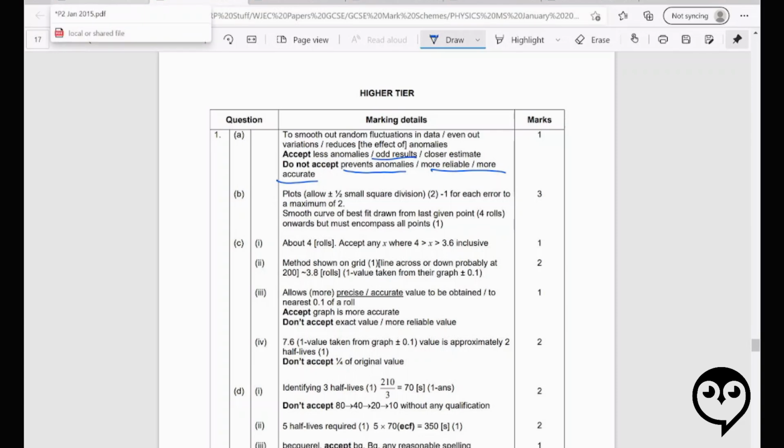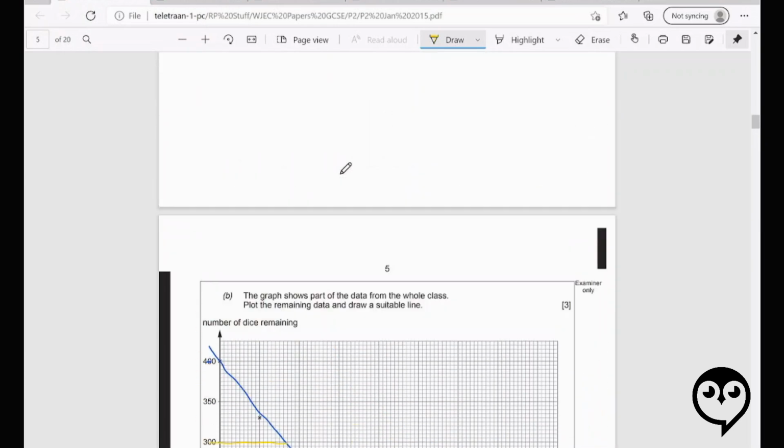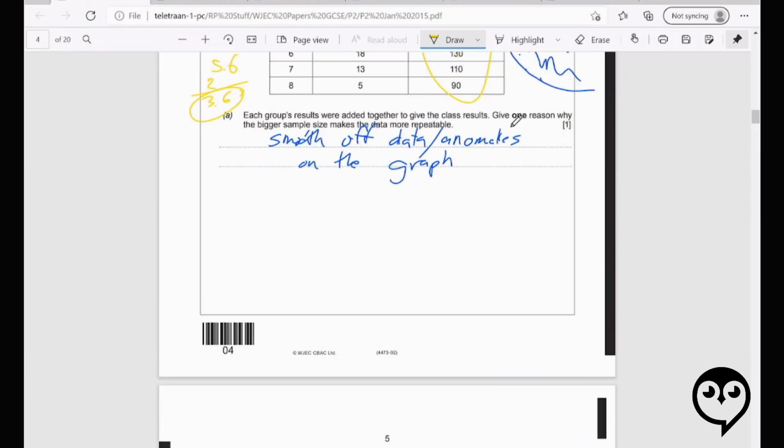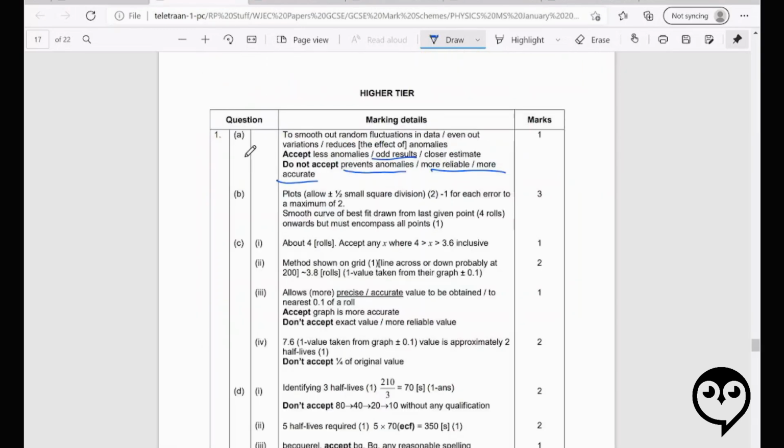This question is about why we use the class. This is why we use a bigger sample size. Okay. All right. I'm sure we did the plots fine. That's okay. We got all the points. I'll let you pause and read the rest.